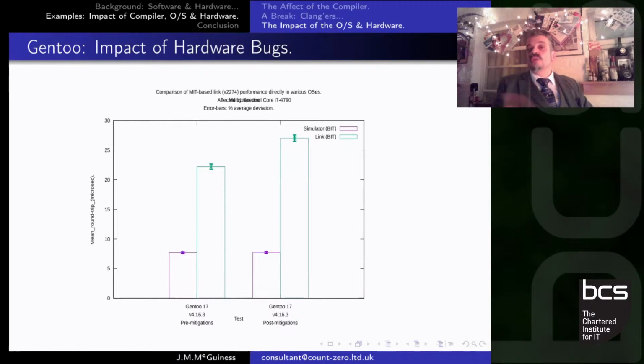And on Gentoo, what's the impact? Likewise, there is also an impact on Gentoo, as we can see here. So it is not to be ignored.